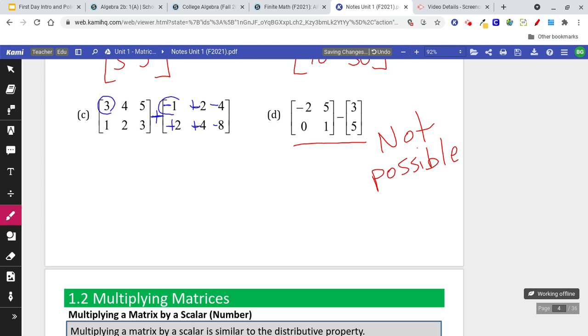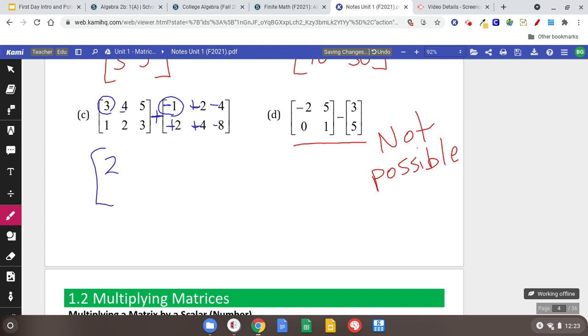3 plus negative 1 is 2. 4 plus 2 is 6. 5 plus negative 4 is 1. 1 plus 2 is 3. 2 plus 4 is 6. 3 plus negative 8 is negative 5.